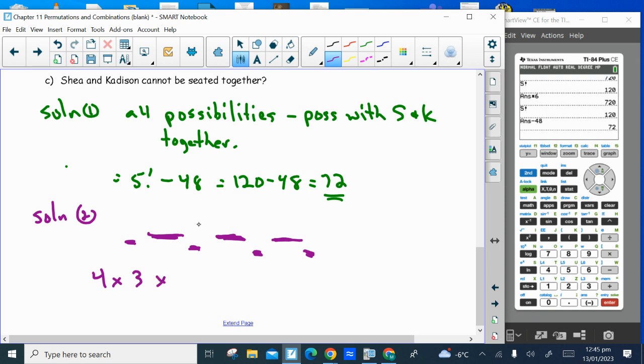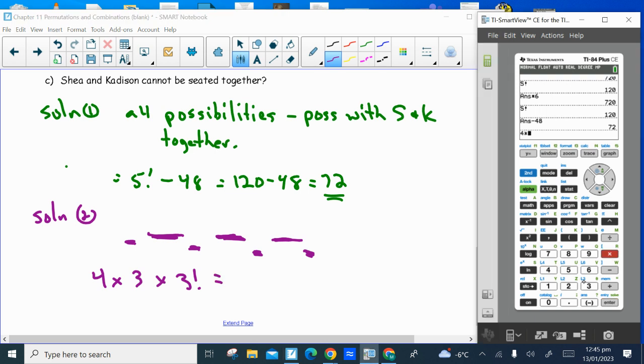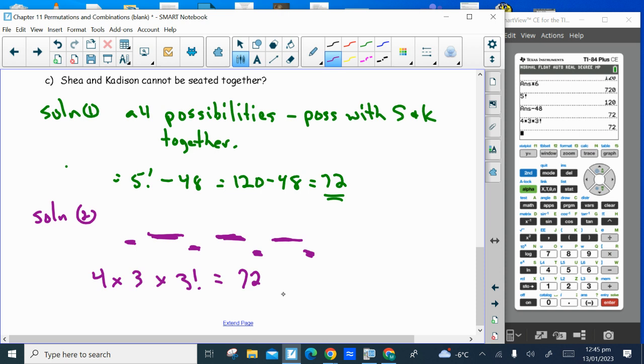And then we have the remaining 3 people that could be arranged in 3 factorial ways. So this should give us the same answer. 4 times 3 times 3 factorial, which is 6. So we could have just put 6 there. You get exactly the same answer. All right, so 2 different ways that we could tackle that one.